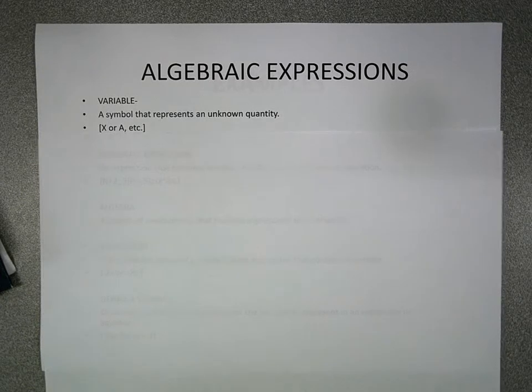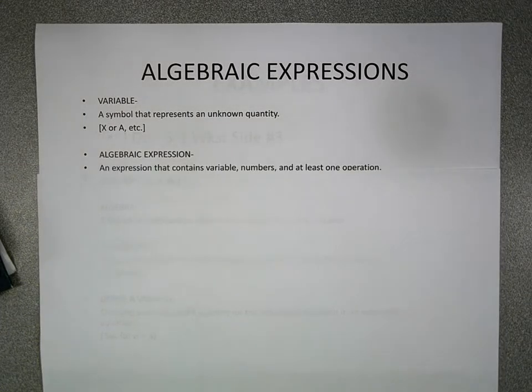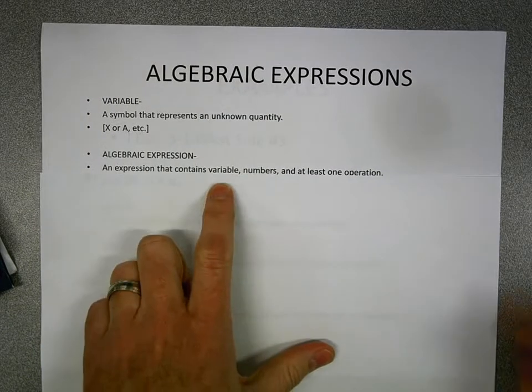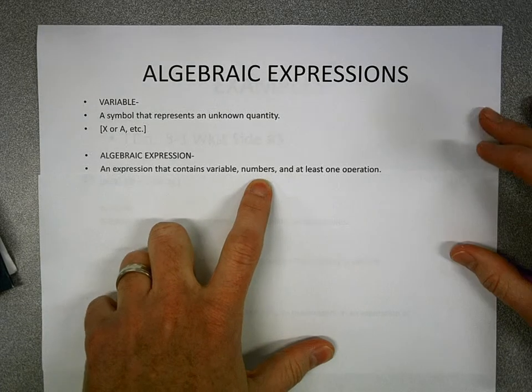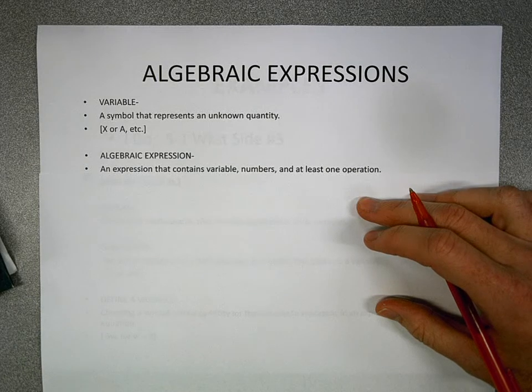All right, now that we've talked about variable, let's get into what this lesson's really about, and that is algebraic expression. All right, so here is what the book says an algebraic expression is. It's an expression that contains variables, numbers, and at least one operation. So we already know variables are letters. I'm hoping that you guys know what numbers are. And it says at least one operation. Remember, operations, the basic 4 operations: addition, subtraction, multiplication, or division.